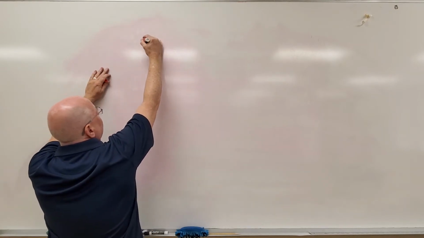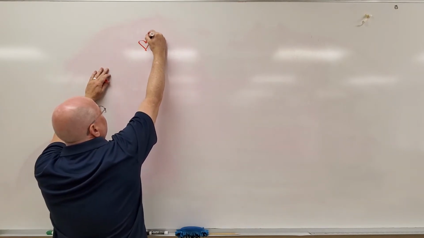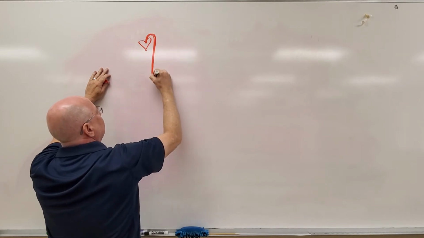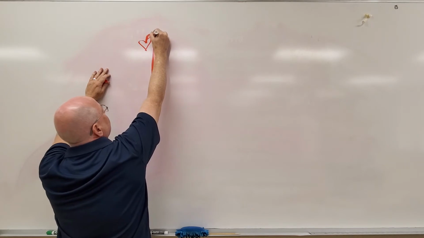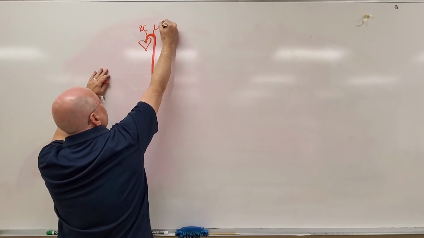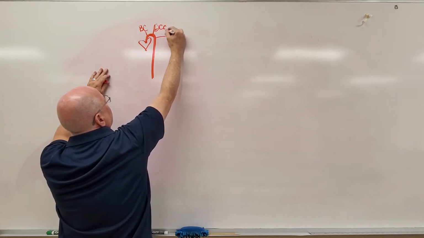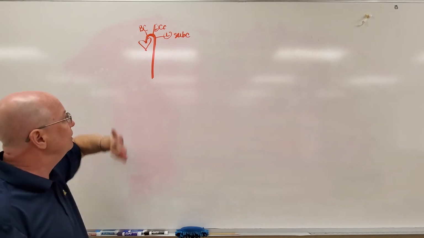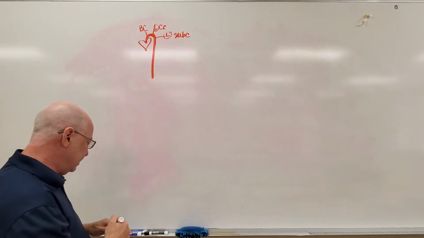So I'm going to draw the heart very high up. I'm going to draw the large vessel coming out of the heart called the aorta, the largest artery in the human body. And of course, there's three major vessels coming off the aorta. There's the brachiocephalic, the left common carotid, and the left subclavian, or I'll just put sub C. We learned those in a previous video, but they're always off the aorta in that order.